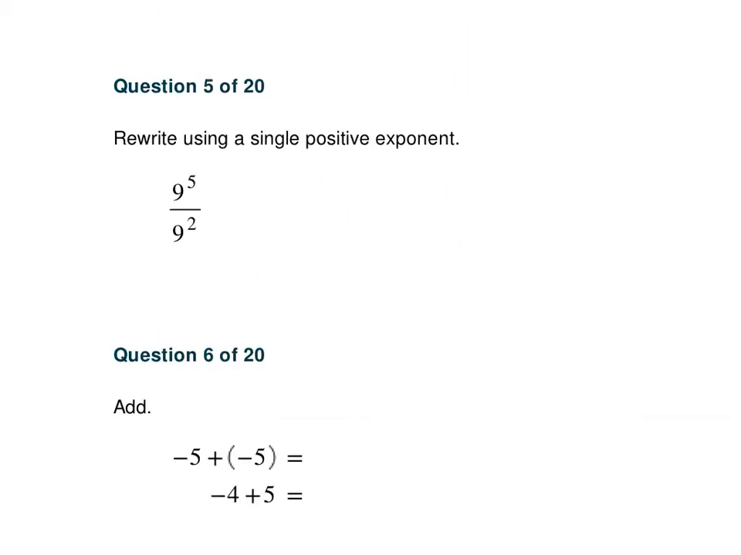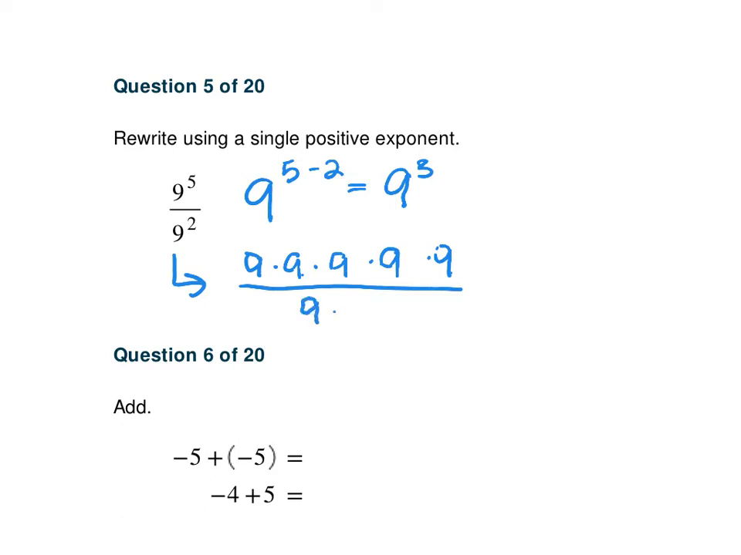Question 5 is, again, we're rewriting using a single positive exponent. So this is the quotient of 2 powers, meaning we would subtract, saying 9 and then 5 minus 2 being 9 to the third power. Or I can write it in expanded form being 9 times 9 times 9 times 9 times 9 over 9 times 9. And then I would cancel out 2 from the top and 2 from the bottom, leaving me with 9 times 9 times 9, which we would rewrite as 9 to the third power.